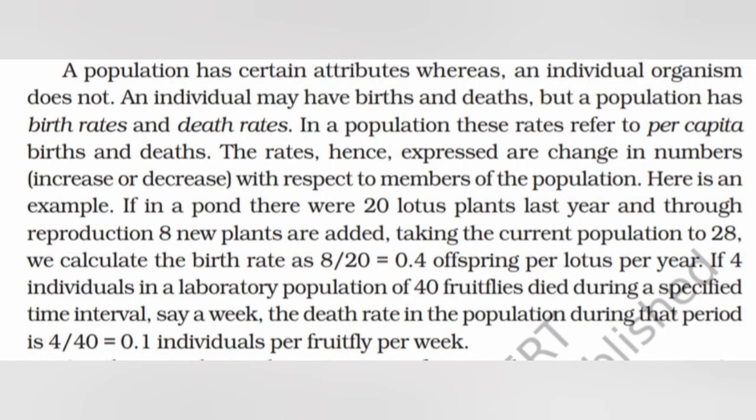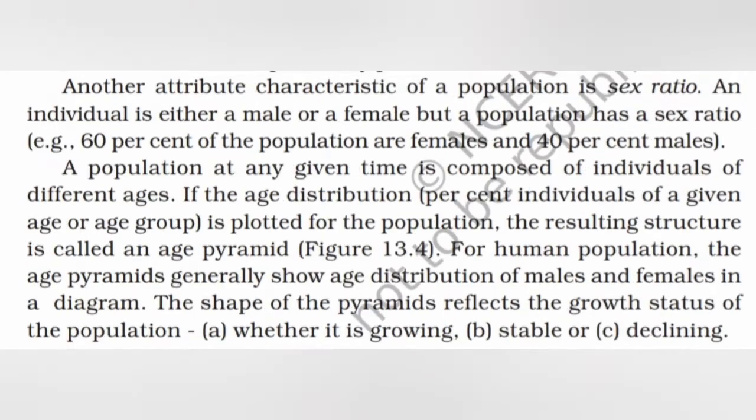In a pond, if there were 20 lotus plants last year, and through reproduction 8 new plants are added, taking the current population to 28, we calculate the birth rate as 8 upon 20, that is 0.4 offspring per lotus per year. If 4 individuals in a laboratory population of 40 fruit flies died during a specified time interval, say a week, the death rate of the population during that time is 4 upon 40, that is 0.1 individuals per fruit fly per week.